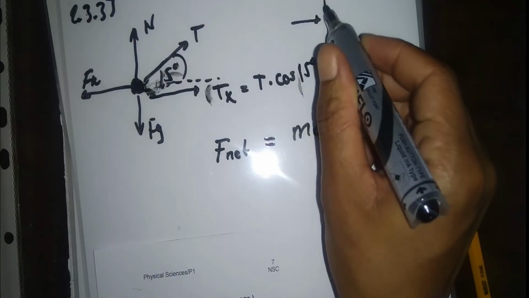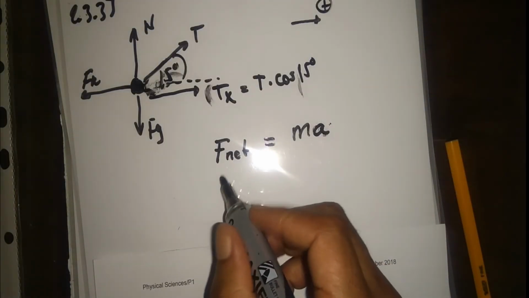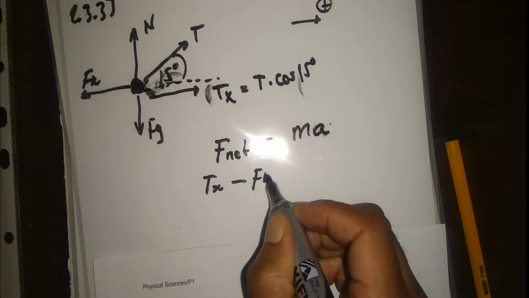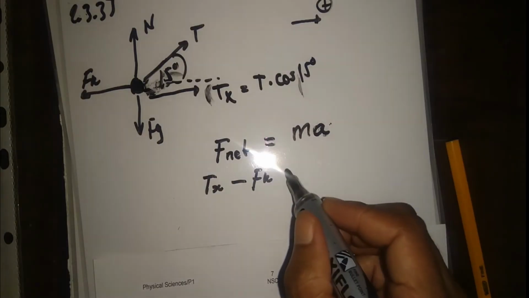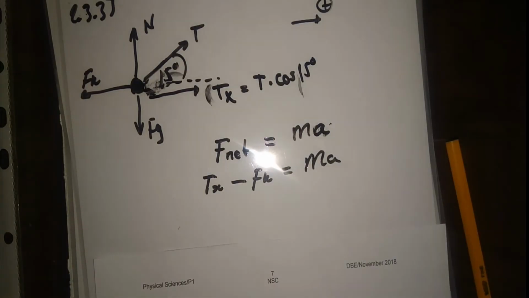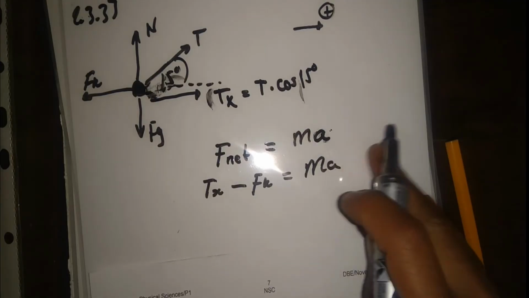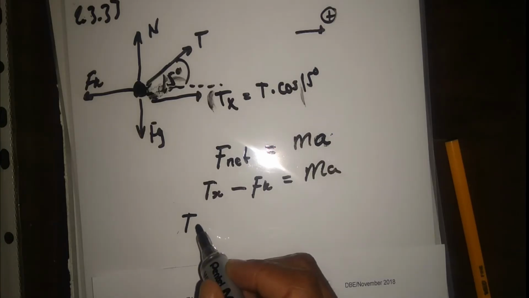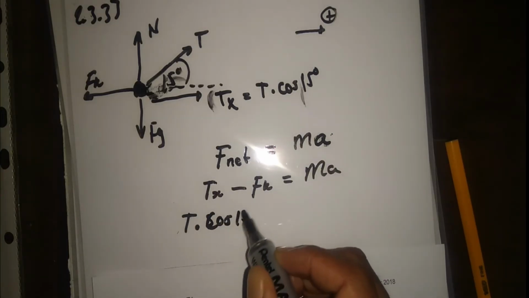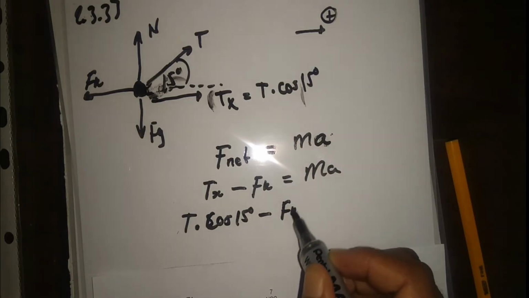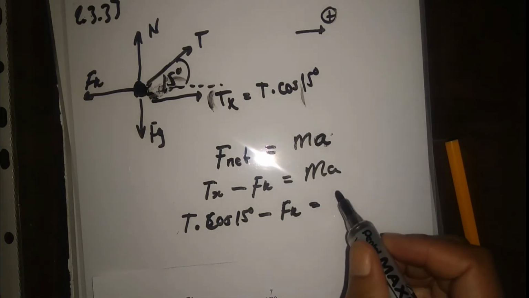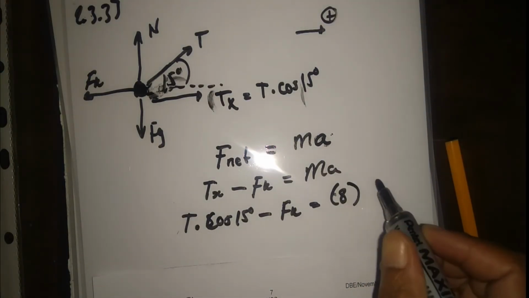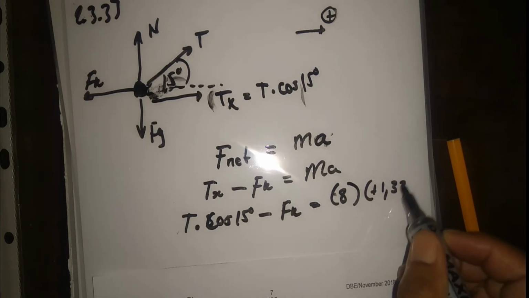Let's choose to the right as positive, okay? So it will say Tx minus Fk, okay? Tx minus Fk is going to be equal to Ma. It's going to be equal to Ma. Now, Tx is equal to T cos 15 degrees minus Fk, which is the value we want, equal to, okay, let's substitute. That's going to be 8 plus 1,32.